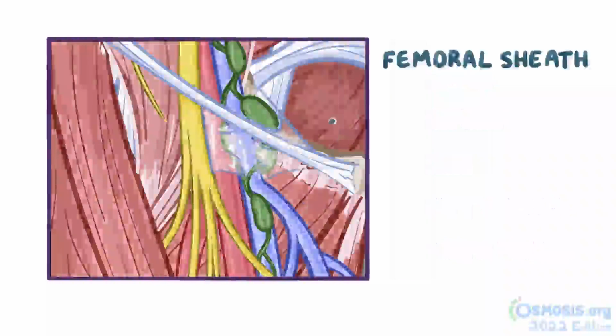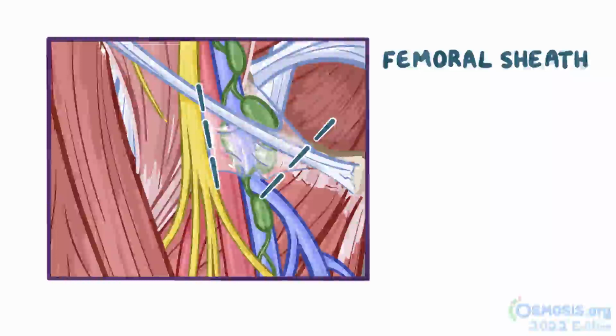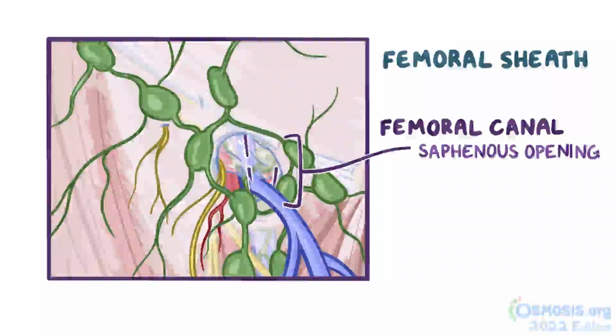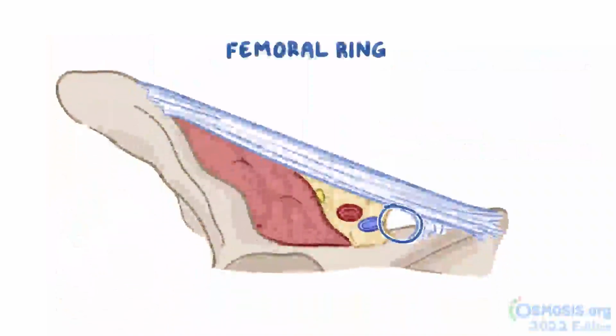The femoral sheath is a tube formed behind the inguinal ligament, and it terminates inferiorly by blending with the outer layer of the femoral vessels. The femoral canal starts at the inguinal ligament and extends distally to the proximal edge of the saphenous opening, and at its base is the oval femoral ring.